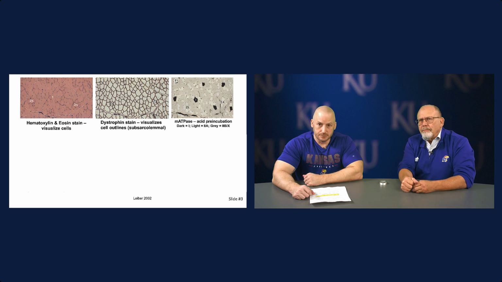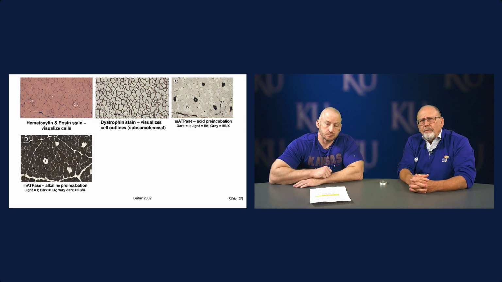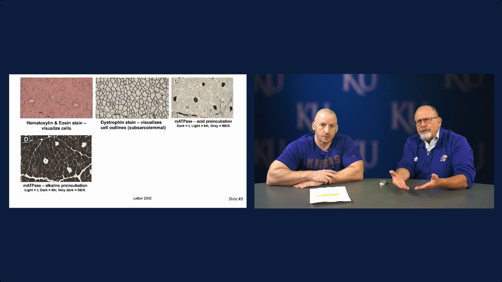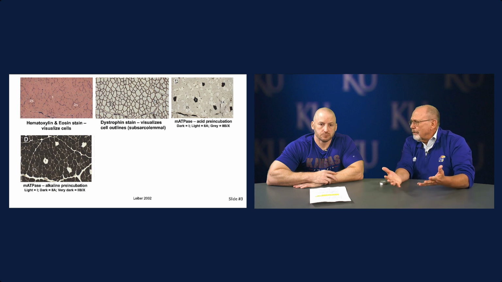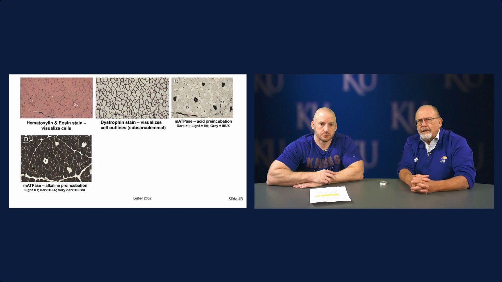So let's look at another myosin ATPase. This is the same sample, just the next slice, and in this case it's an alkaline pre-incubation. The light fibers are the type 1 or slow twitch, and the dark fibers are one of the type 2s, which are often called fast twitch.